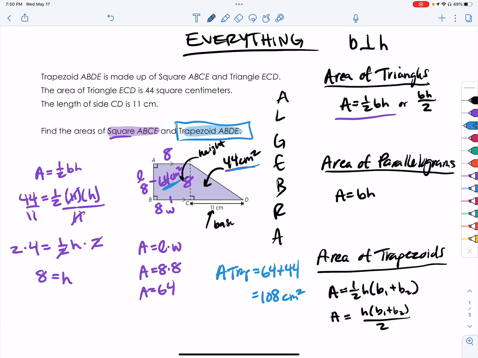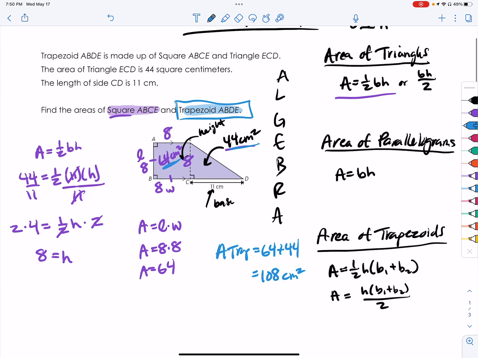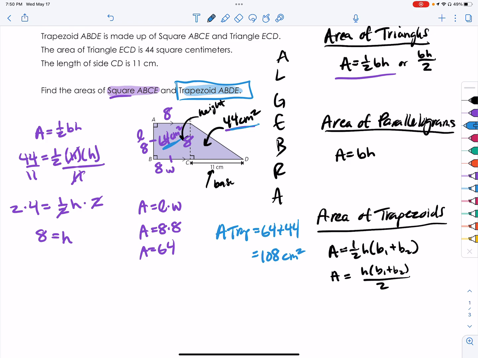So we did a lot of calculations there, but I just want to double check and make sure. Do we get the same answer if we use our formula for the area of a trapezoid? So the area of our trapezoid, we need to know our height and our 2 bases. So with this problem, if B to C is 8 and C to D is 11, that must mean that B to D is equal to 19. We also know that A to E is equal to 8.